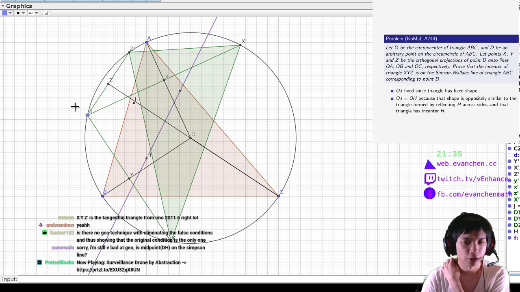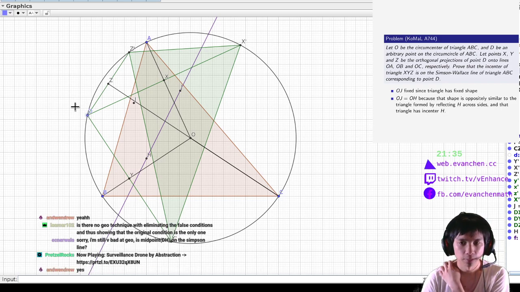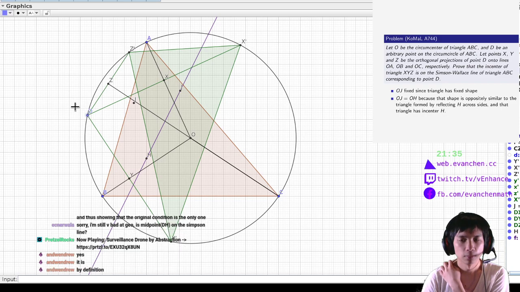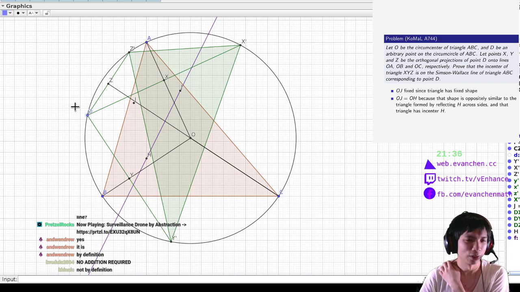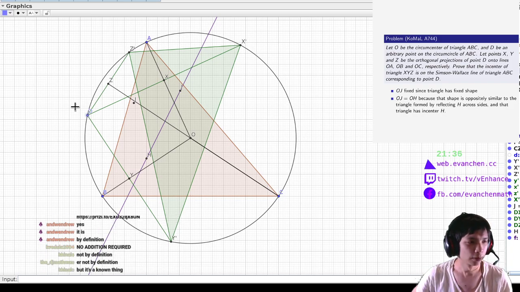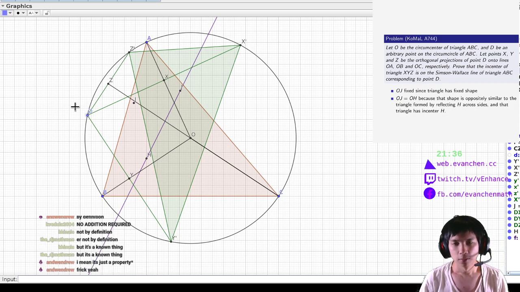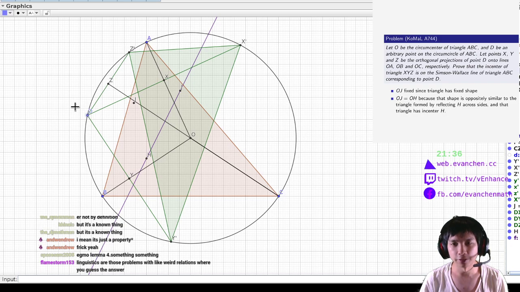Is midpoint DH on the Simpson line? Yes. Not by definition, but that is a property of the Simpson line. So yeah, that's why this is... I want this purple guy to be the dilation of the Simpson line, by which I mean I need the reflection of D across each of the sides to lie on here, I think is necessary and sufficient.